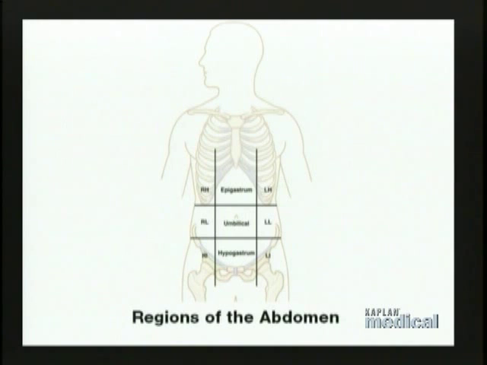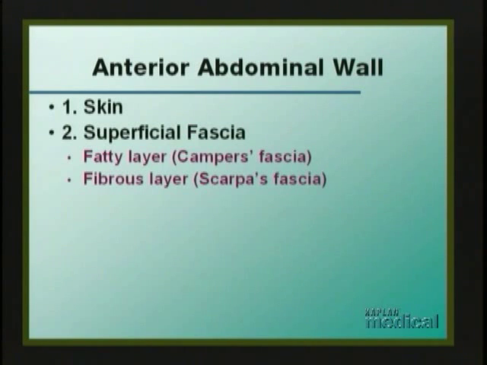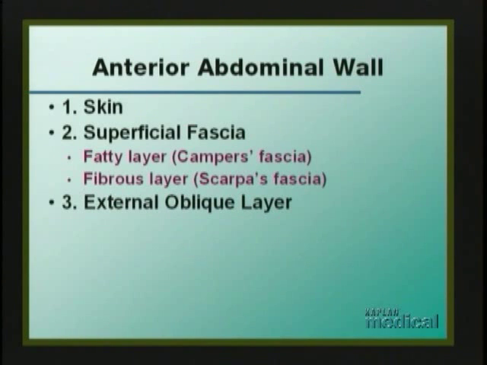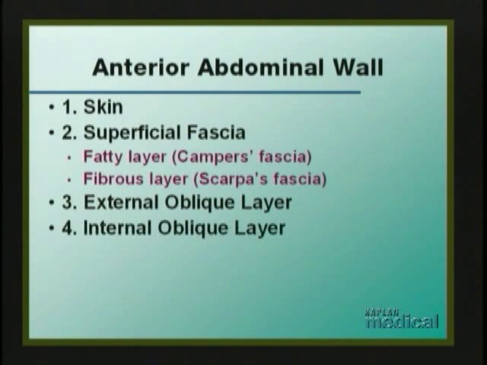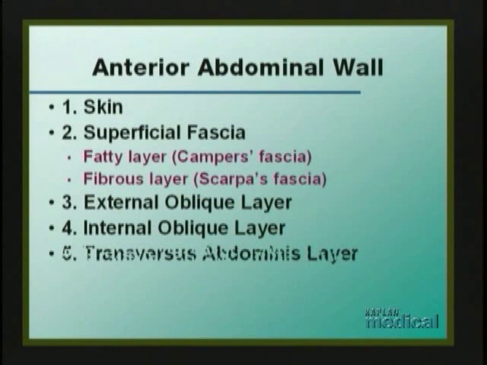The abdomen is typically divided up to as scarpus fascia. So campus fascia and scarpus fascia are both components of the superficial fascia. Now, just deep to that, we're going to have 3 layers, and each one of those 3 layers will have a muscle in it, and those layers are called the external oblique layer, the internal oblique layer, and the transversus abdominis layer.